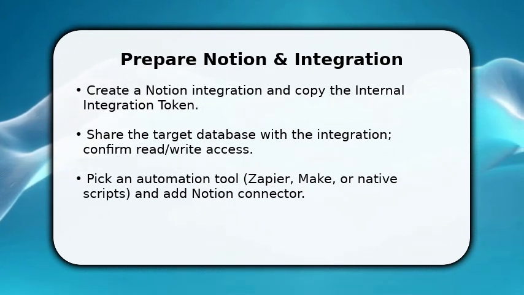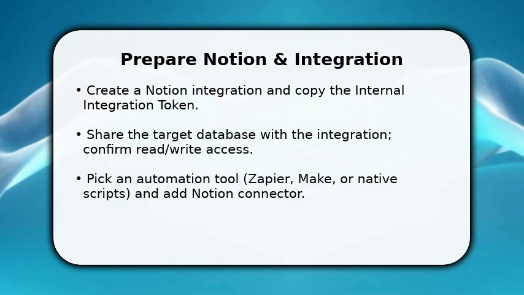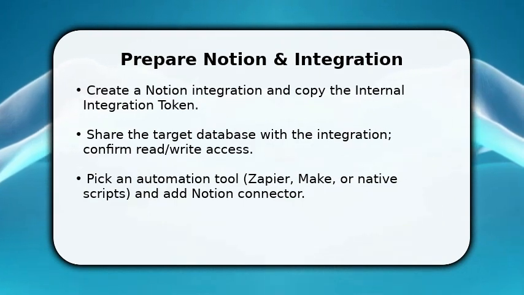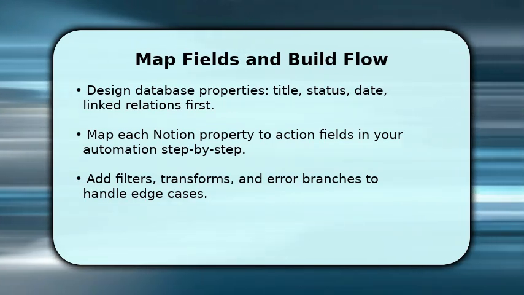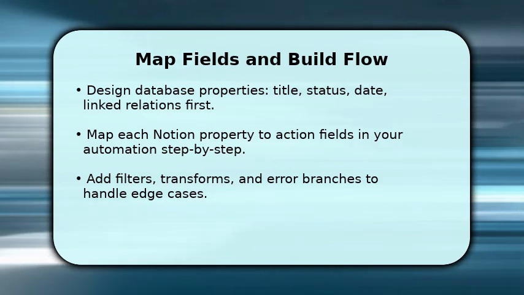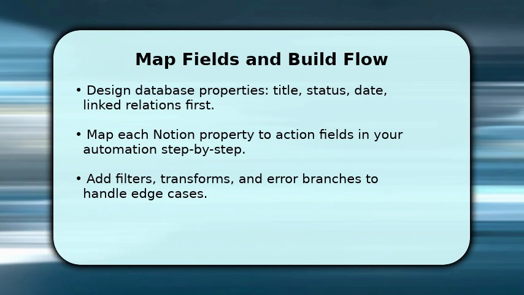Now you map fields and assemble the automation. Start by standardizing property names in Notion: title, status, date, and any relation links. Then map each to the automation action fields. Use simple transforms for date formats or text trimming, and insert filters so only desired rows trigger follow-up actions. When chaining actions, add pauses or rate limit awareness to avoid API throttling.